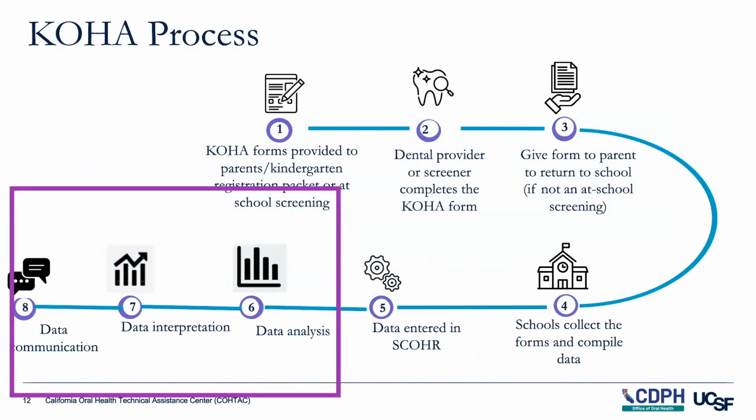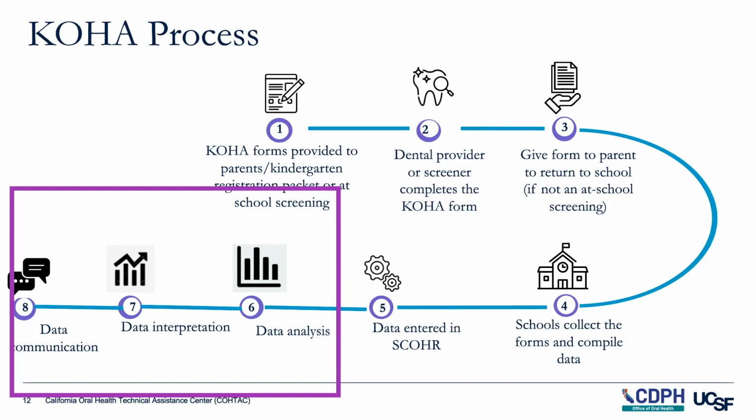As you can see, there are 8 steps in the process. Number 1, the KOHA process starts with a form, either sent home to the parent or completed during the school screening program. Second step, a licensed dental provider or professional fills out the form. Step 3, the dental provider gives the completed form back to the parent so the parent can return it back to the school.